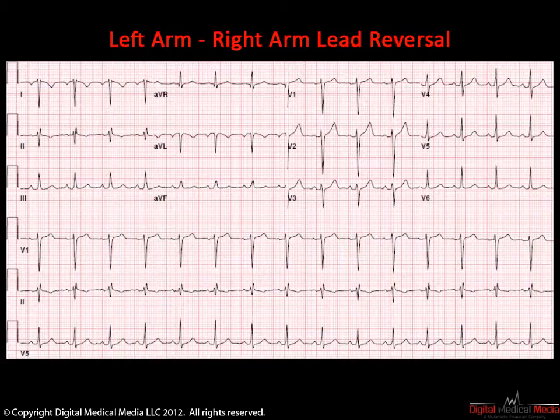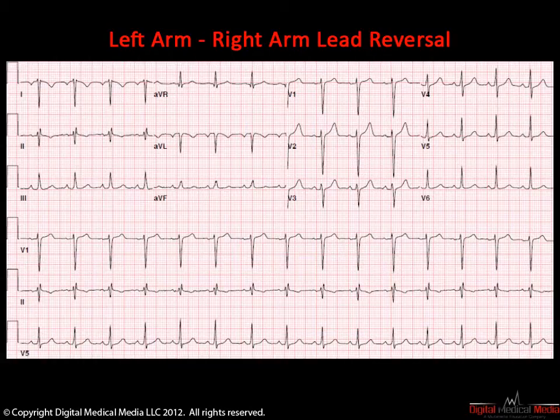Whenever you see a P wave that is right side up in lead AVR, upside down in AVL, and lead 1 is flipped upside down, this is left arm, right arm lead reversal. This must be distinguished from dextrocardia. Dextrocardia is when the patient's heart was flipped backwards embryologically and is on the other side of the patient's chest. That will manifest with this exact same limb lead pattern.